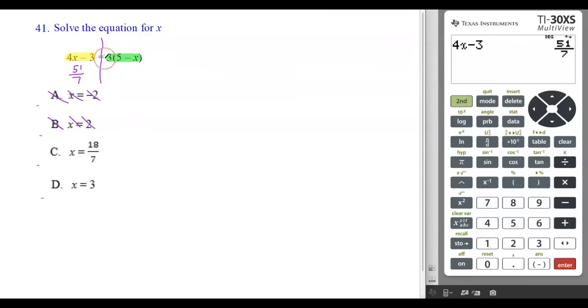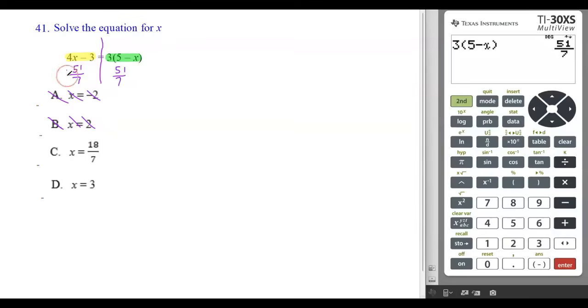And now let's punch in the right-hand side. I'll hit Clear. 3, close, open parentheses, 5 minus x, close parenthesis. Hit Enter. And before you hit Enter, make sure that this matches up with this. Hit Enter, and I get 51/7.